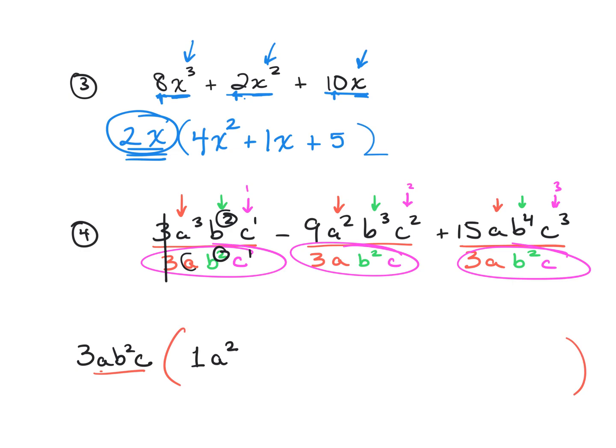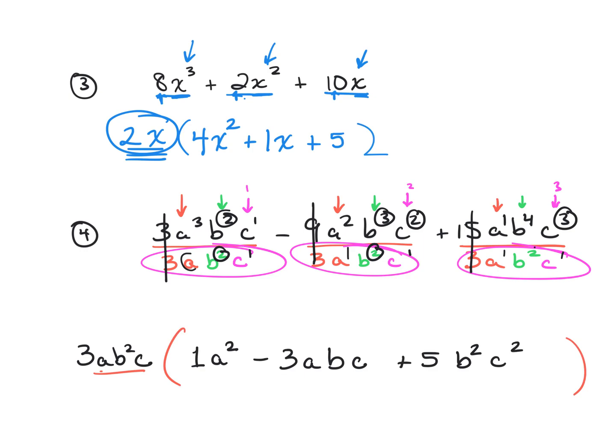So, the next term, which is 9, negative 9 divided by 3, which is negative 3. And then 2, take away 1 of the a's is, you're left with 1a. Okay, 3 b's, take away 2, means you have 1 b left. And then the c's, 2, take away 1, means you have 1 c left. And then moving on to the last term, 15 divided by 3 is positive 5. 1 take away 1 is none. 4 take away 2 for the b's means I'm left with 2 b's. And 3 take away 1 means I have 2 c's left.